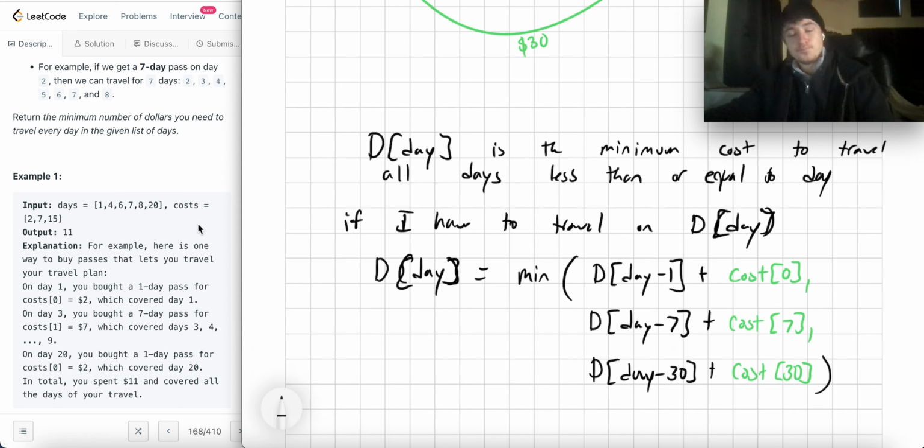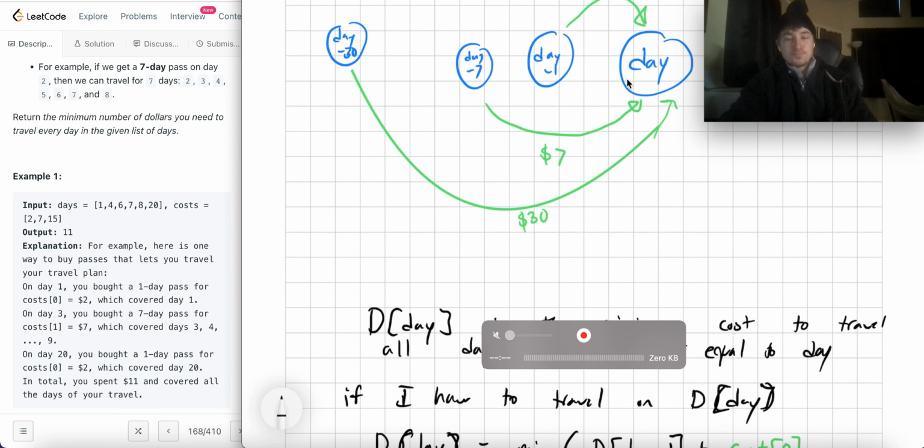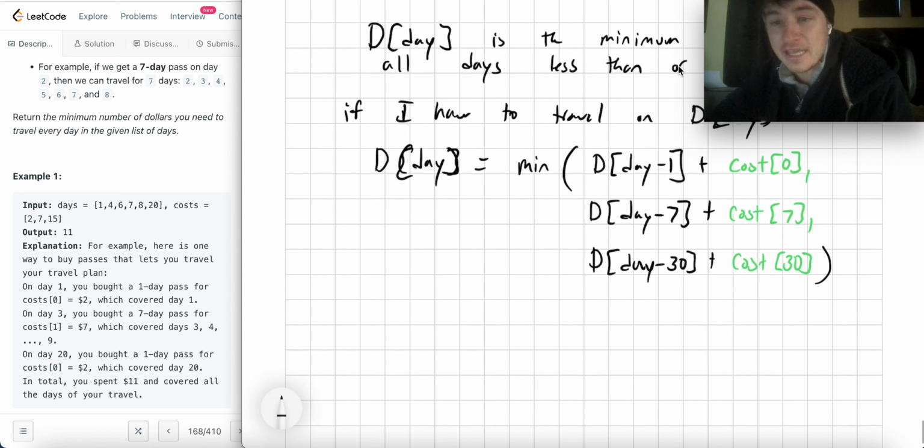All right? Does that make sense? The idea is, if I have to travel on a certain day, then I'm just going to look at the day. Since I have to travel on it, I'm going to have to buy a ticket that covers this day. So either it's going to be the cost of a day ticket to cover this day, or the cost of a 7-day ticket to cover this day, or the cost of a 30-day ticket to cover this day. But that's only if I have to travel that day.